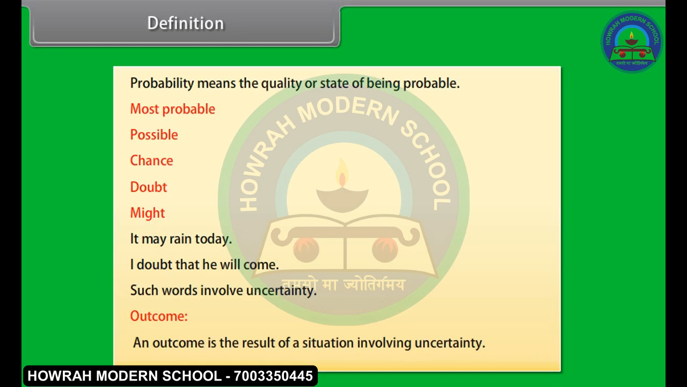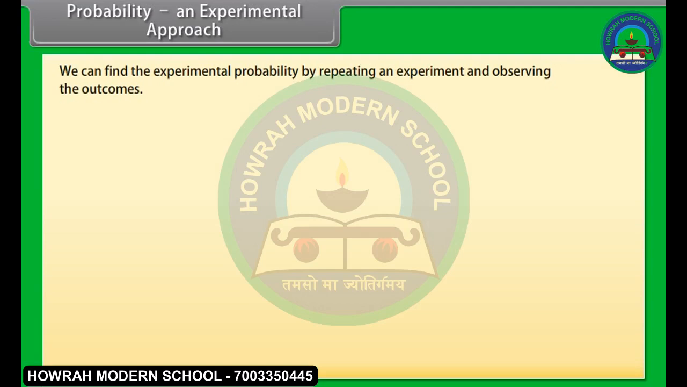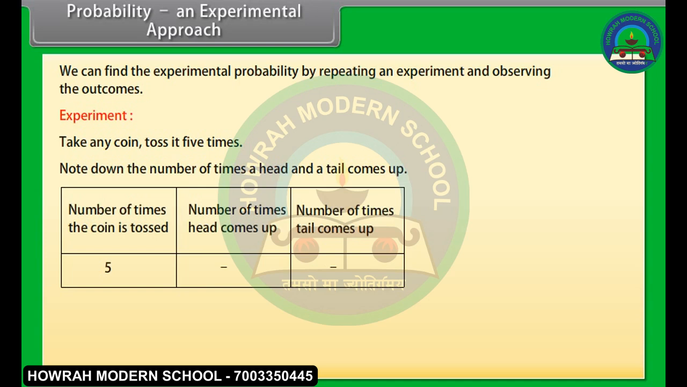Outcome. An outcome is the result of a situation involving uncertainty. Probability, an experimental approach. We can find the experimental probability by repeating an experiment and observing the outcomes. Let's do an experiment. Take any coin, toss it 5 times. Note down the number of times a head and a tail come up, and fill the given table.